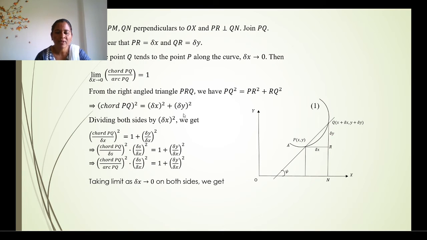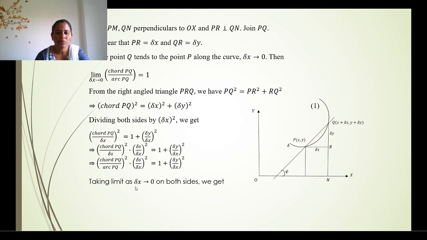Dividing throughout the equation by delta x square, we get chord PQ by delta x whole square, which is equal to 1 plus delta y by delta x whole square. Divide and multiply the left side by delta S: chord PQ by delta S into delta S by delta x whole square is equal to 1 plus delta y by delta x whole square. Here delta S is the arc PQ distance.